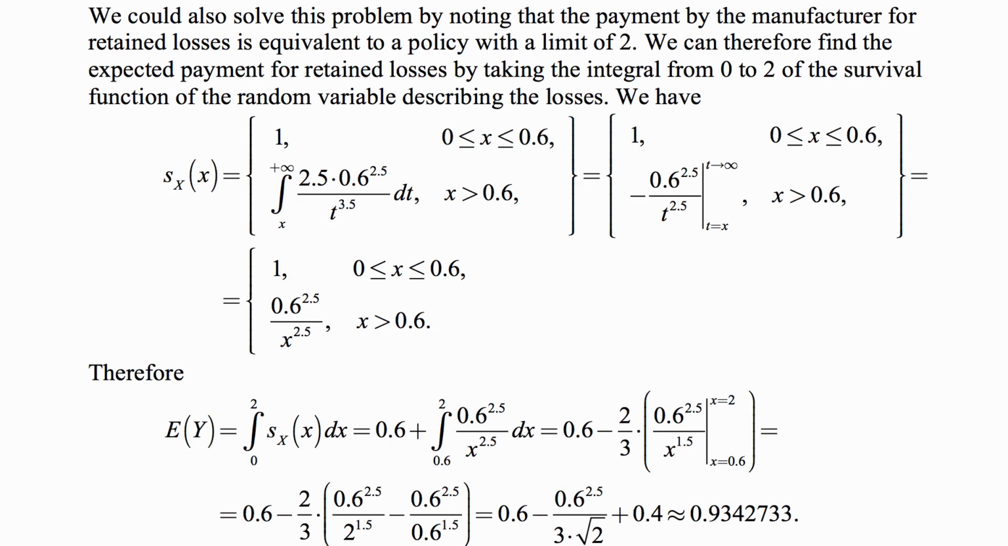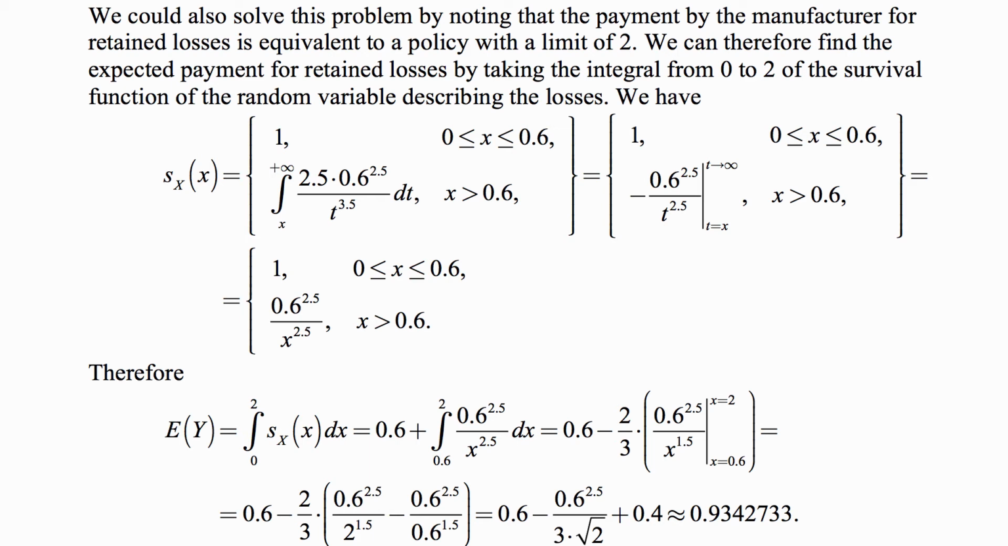0.9342733. So you might wonder why I'm not using the Darth Vader rule. Well, actually, you can solve this using the Darth Vader rule. We could also solve this problem by noting that the payment by the manufacturer for the retained losses is equivalent to a policy with a limit of 2. So the manufacturer acts as an insurer for the losses and issues a policy with a limit of 2.